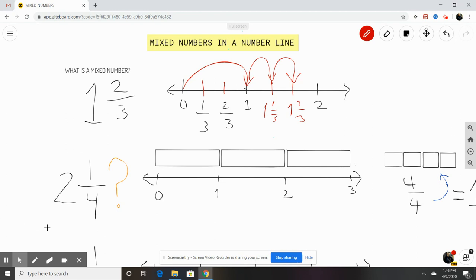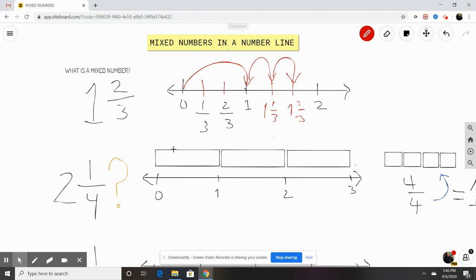Okay. So in the second example I have here, we're going to do the same, but this time I'm going to show you with bars. They're asking you to find 2 and 1/4. So again, what is the whole part? We've got two wholes, and the fraction part, we've got 1/4. Where will we put 2 and 1/4?